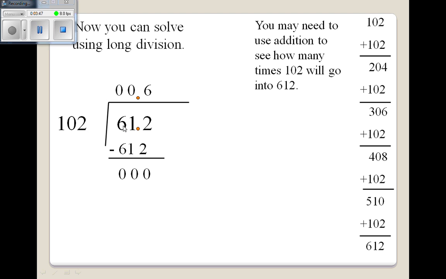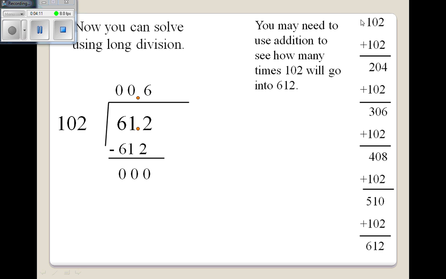102 does not go into 6, so you place a 0 at the top. 102 does not go into 61, so you place another 0 at the top. 102 goes into 612 6 times. 6 times 102 is 612. Subtract, it equals 0, and there's nothing to bring down.